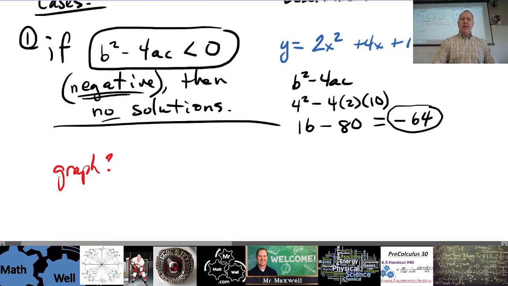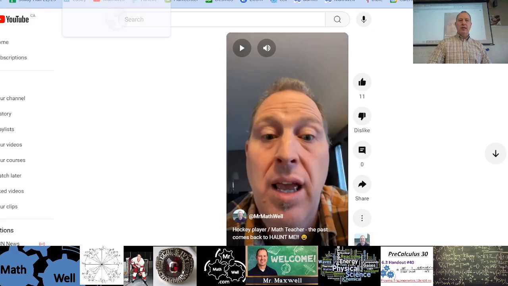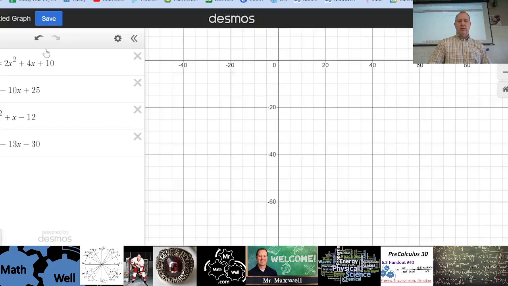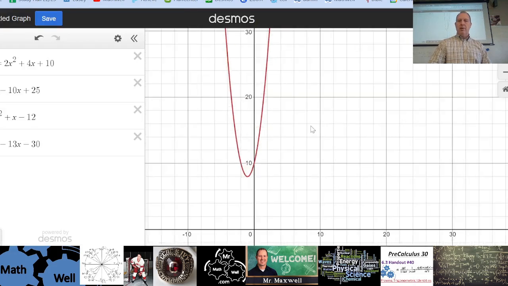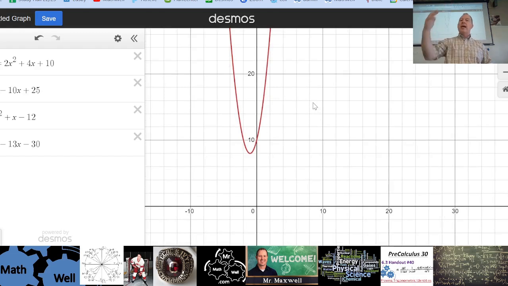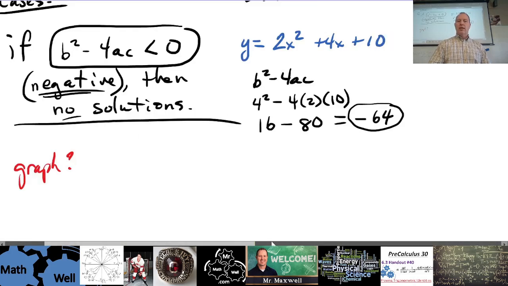So what does this look like when we graph this equation? I've actually got it already done here on Desmos. So I think this is the first one. Okay, now look at this. I'll zoom in. Notice how this parabola is hanging above the x-axis, which means there are no x-intercepts, which means there are no roots. If the parabola does not contact the x-axis, that means there are no roots. So the discriminant here has told us that there are no roots.